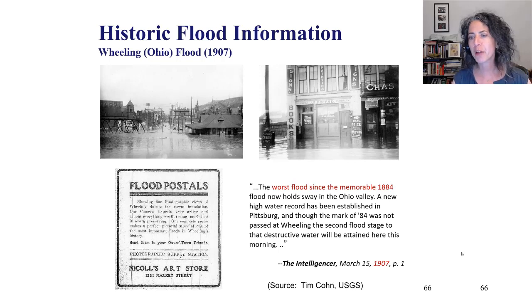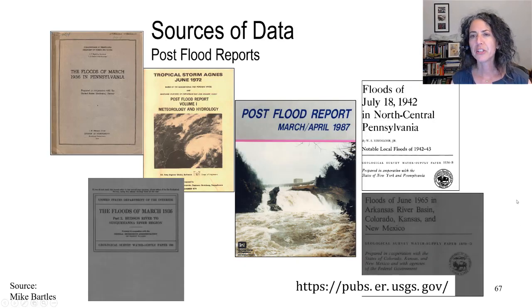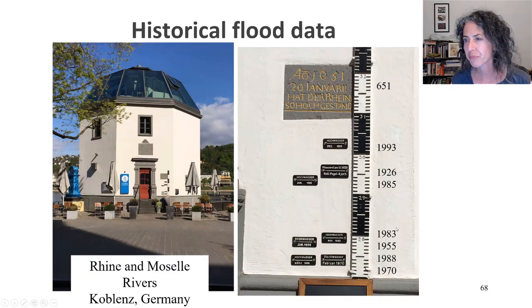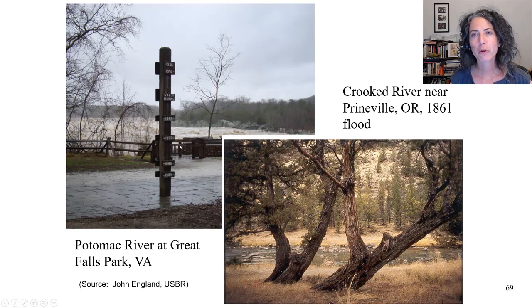Right, so here's an example of some historical information. This is a newspaper article from 1907 in Wheeling, Ohio, and it describes not just the flood event that happened that year, but it also mentions an earlier flood event in 1884. These are some post-flood reports that Mike Bartles pulled together. These have descriptions not just of the floods noted in the report, but sometimes also have information about earlier historical events. This is an example from Germany that has mostly some more recent floods, but one as far back as the year 651. Here's another that would be called historical information from the Potomac River.